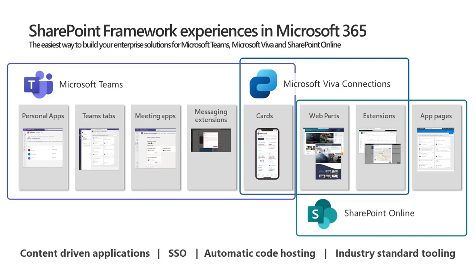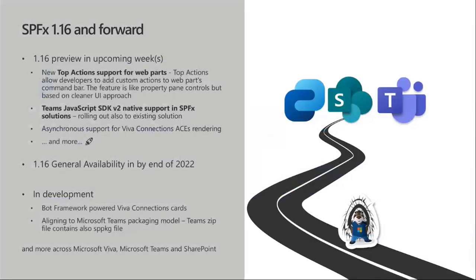Now, the SharePoint Framework 1.16 preview release happened last week. The main new features for now in the 1.16 preview are the top actions support for web parts, and Alex is going to do a live demo around that one. We also announced that there will be Teams JavaScript SDK v2 native support for SharePoint Framework solutions. I'm going to explain a bit more on that one in a second. And then there's asynchronous support for Viva Connections ACE rendering. So basically asynchronously render the quick views for Viva Connections, which will increase the performance.